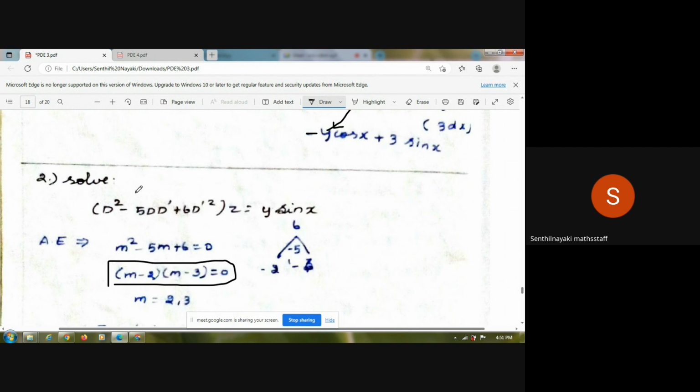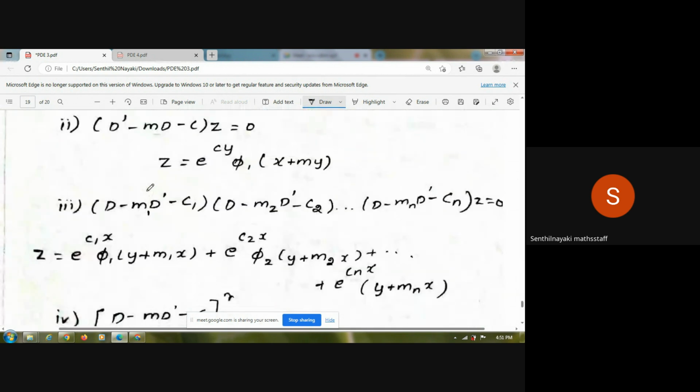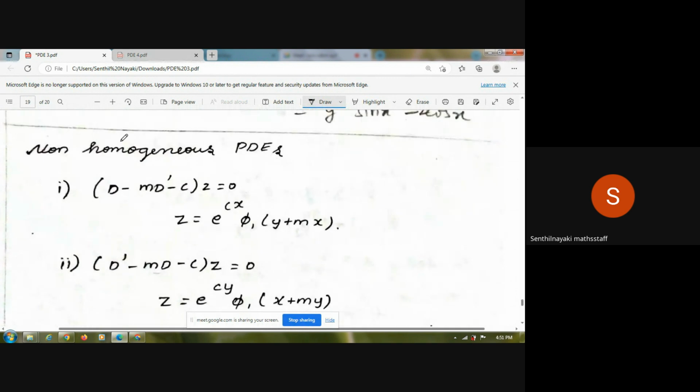So far we have discussed the solution procedure for the homogeneous PDE. Now briefly we are going to discuss the solution procedure for the non-homogeneous PDE. The difference is only for finding CF, not for PI. So the solution procedure for a particular integral is the same as with the homogeneous PDE. So I am going to explain only the procedure for finding the complementary function, that is CF.